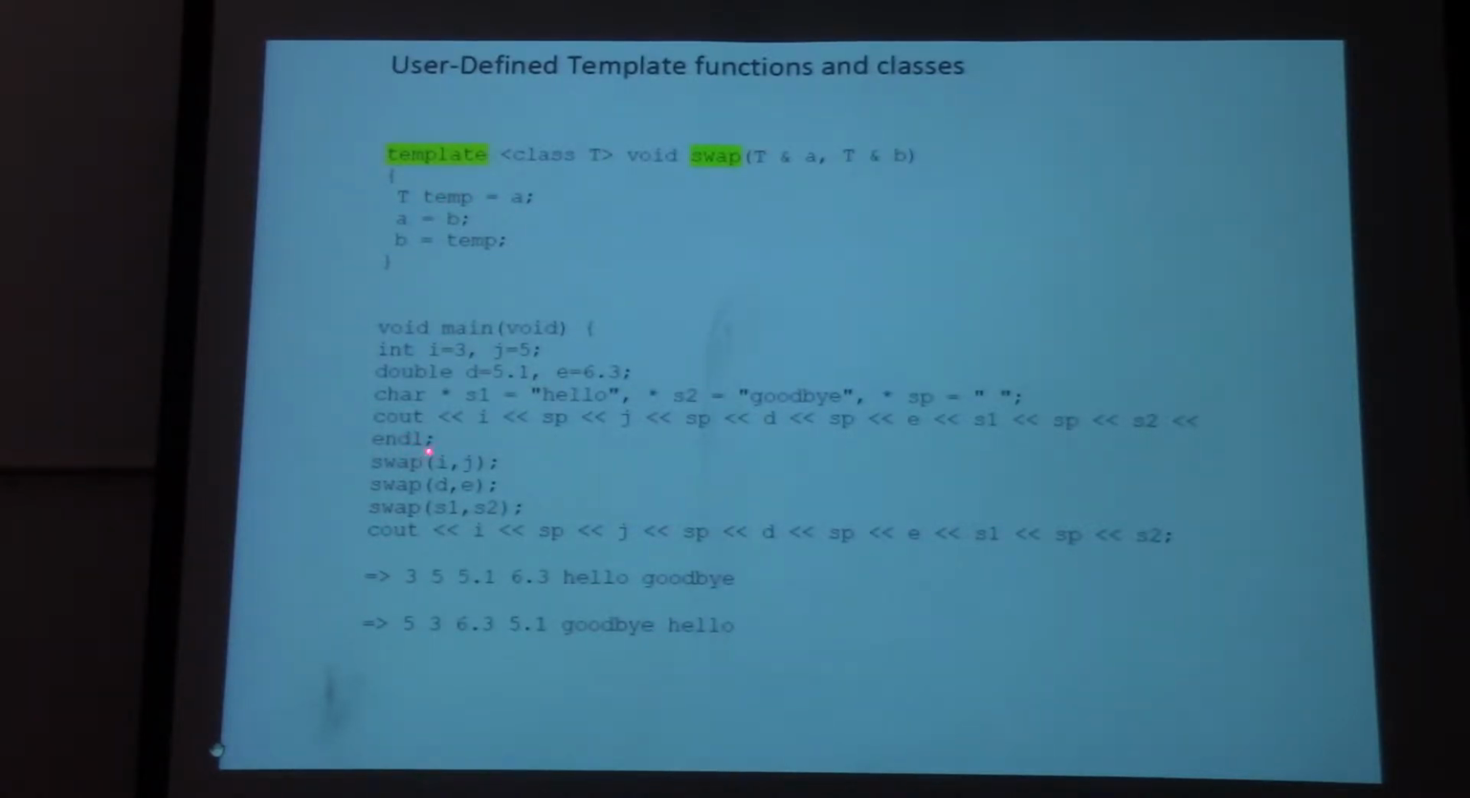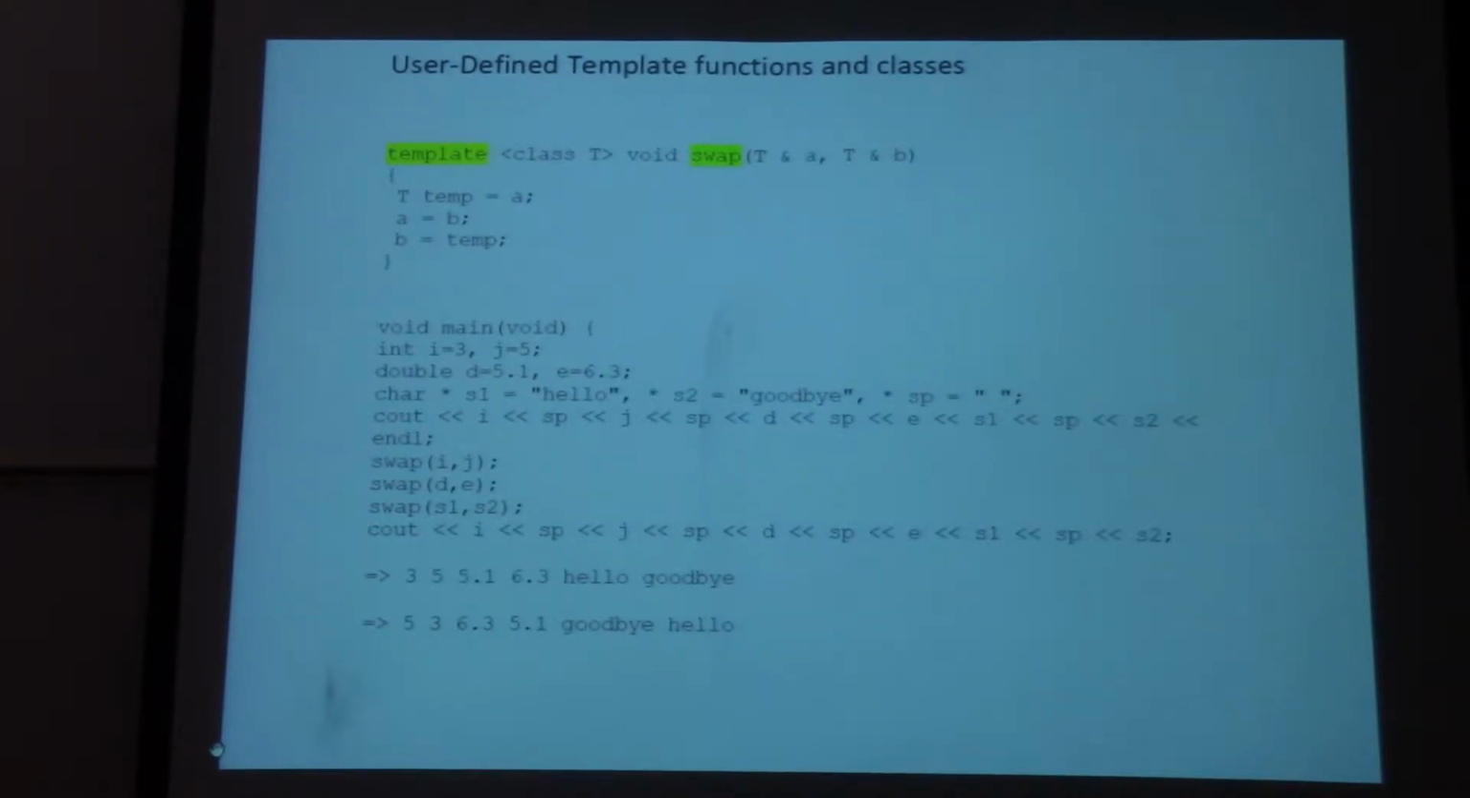But then the template generator sees, oh, it's another call to swap, but this time D and E are type doubles. So guess what? It creates another version of swap replacing T with double. And then it sees another call to swap, and this time S1 and S2 are char pointers. So it's going to create a third version where this is char pointer ampersand A, char pointer ampersand B. So we're going to take two char pointers by reference. Okay, are you with me?